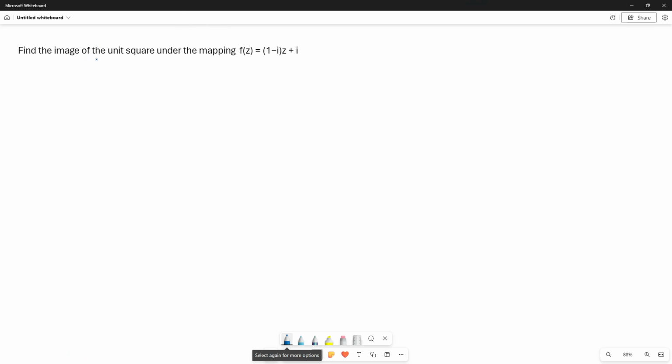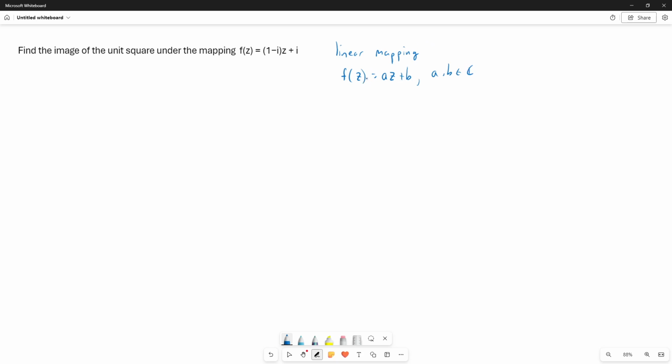We would like to find the image of the unit square under the mapping f of z equals (1 minus i) times z plus i. So this is a linear mapping or function or transformation having the form f of z equals az plus b, where a and b are complex numbers.